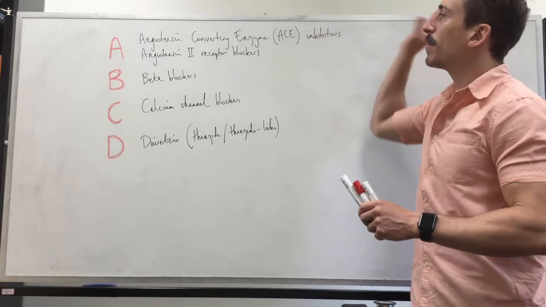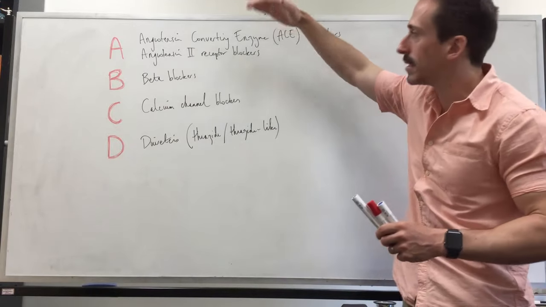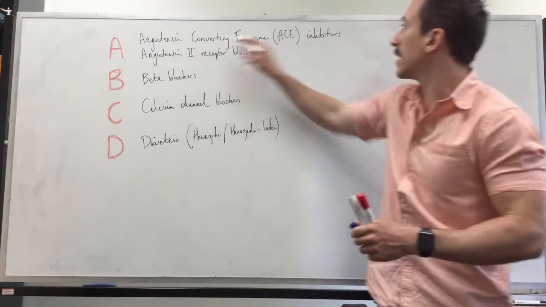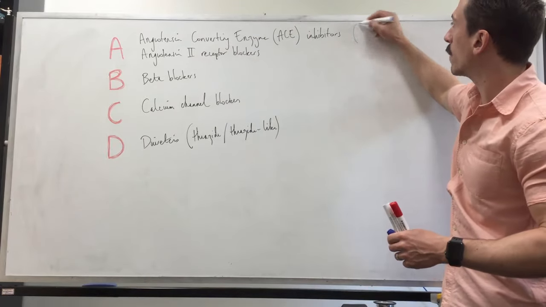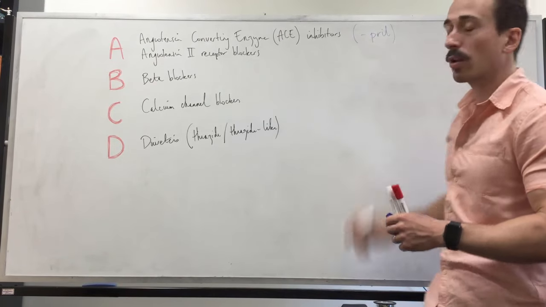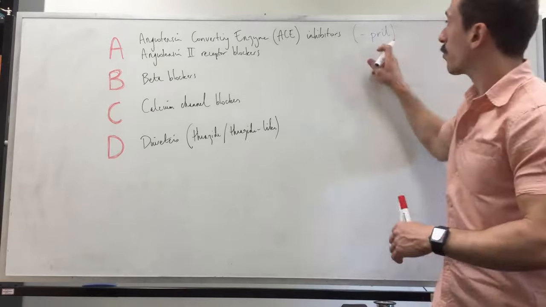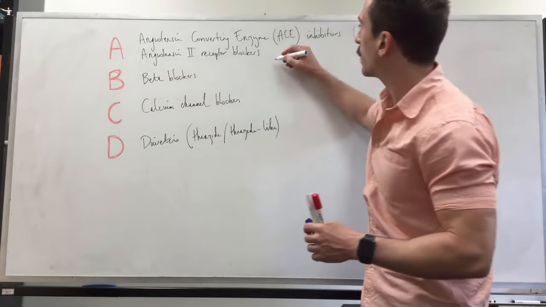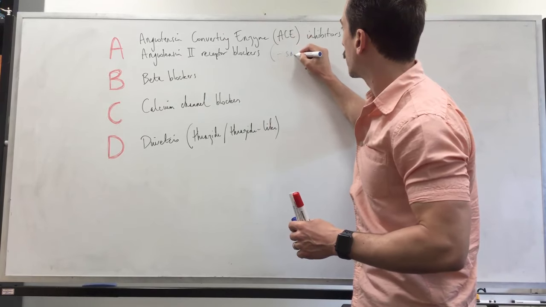But how do you remember the types of meds that sit within each of these categories? Well, for example, when we look at the ACE inhibitors, what you'll find is a lot of them end in pril. So a lot of the meds have the suffix pril. When we look at angiotensin 2 receptor blockers, a lot of the meds have the suffix sartan.